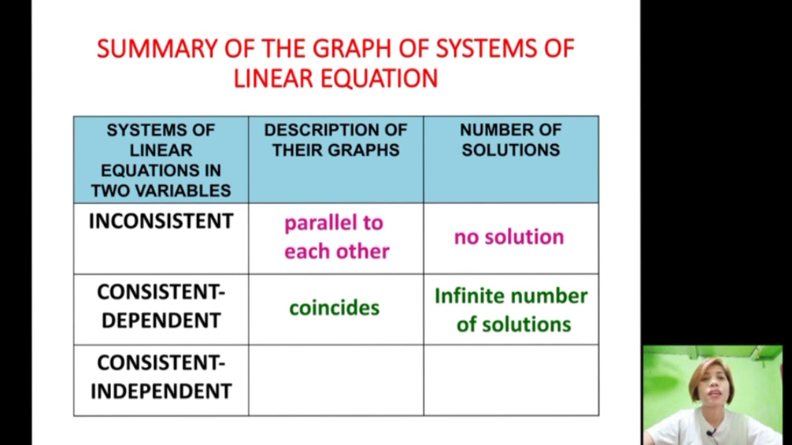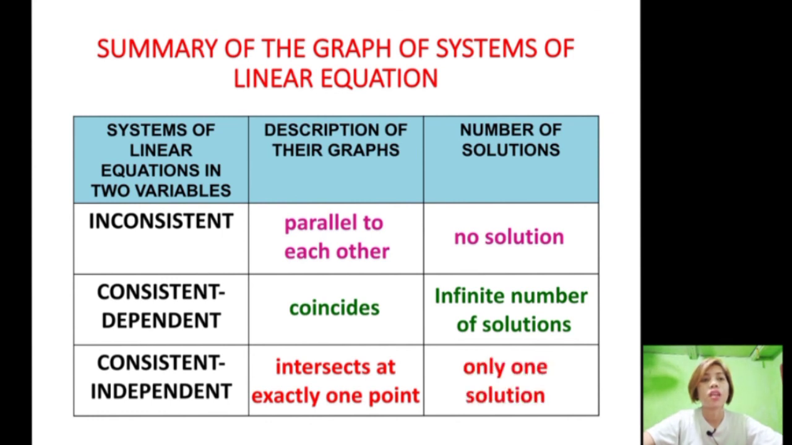And then the last system is consistent independent. Their graphs intersect at exactly 1 point. So, nag-meet po yung graph at exactly 1 point. And yung meeting point na yun is the only one solution. So, ulitin pa natin. Pag consistent independent, the graph intersects at exactly 1 point. And yung number of solution is only 1. Kung saan po sila nag-meet, yun po yung solution.